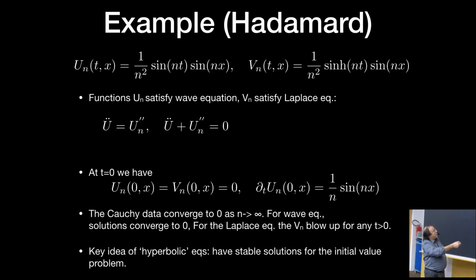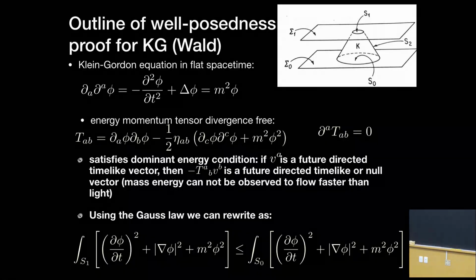And so there is this key idea of hyperbolic equations. Hyperbolic equations are those which have stable solutions for the initial value problem. Okay? Where, as we said yesterday, the solution depends continuously on the initial values, which here happens for the wave equation, but doesn't happen for the Laplace equation. So it's a nice example which shows this big difference.